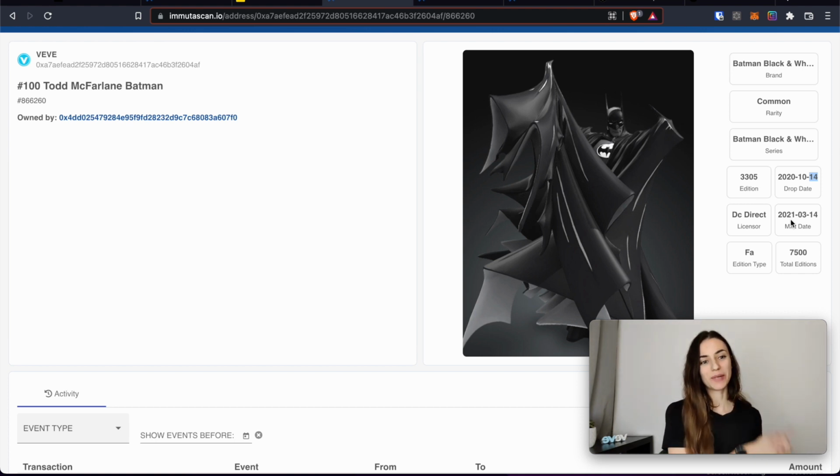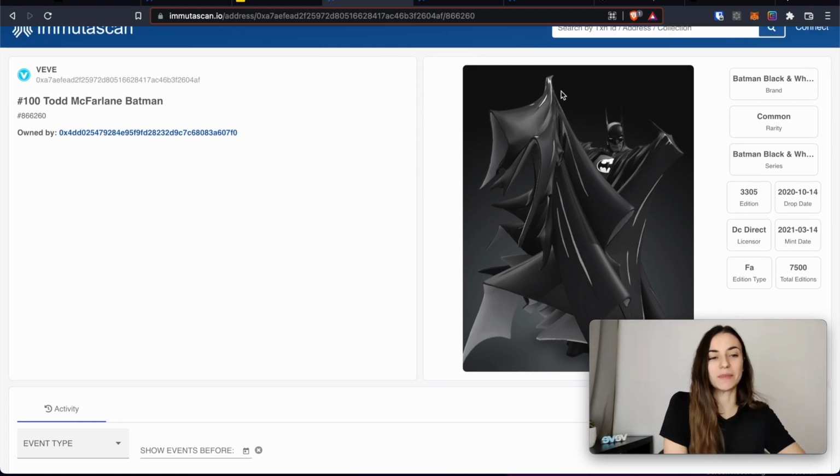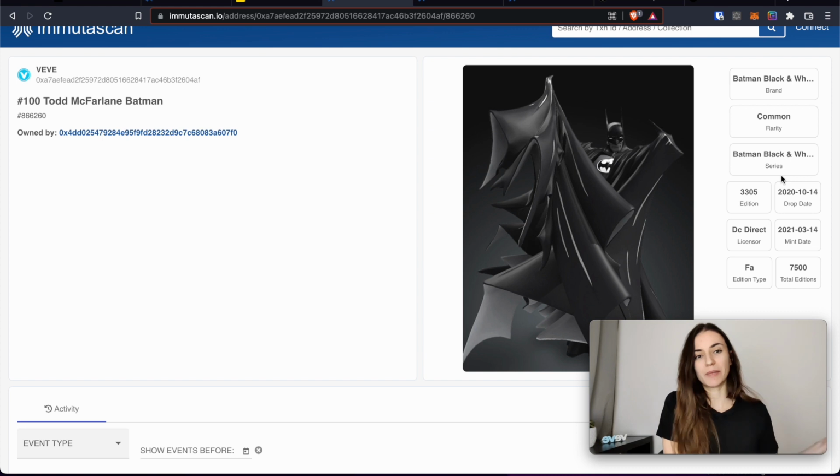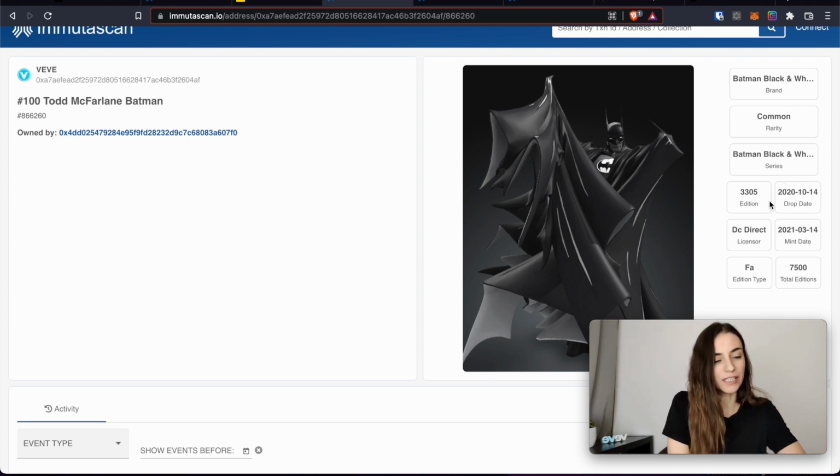So here we go. Here we have one of our great collectibles with its drop date and mint date now visible for everyone. So I think this is really a huge milestone for Veve, and I think it's super exciting. Let me know in the comments below what you think about the solution Veve has given with the dates because of the migration from the gold chain and all that.